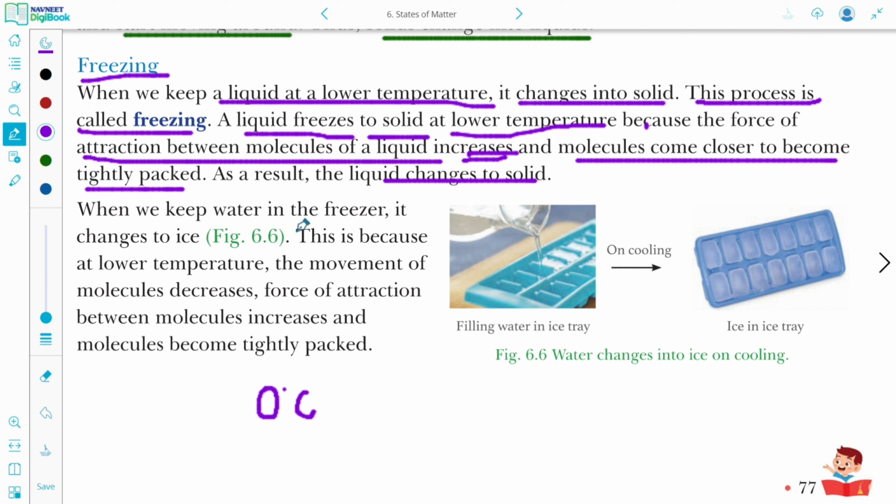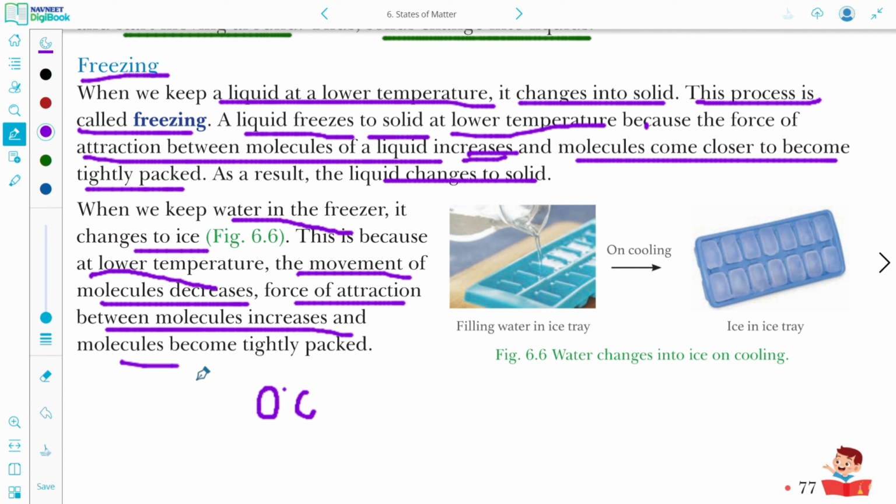For example, if we keep water in the freezer, it changes into ice. This is because at lower temperature, the movement of the molecules decreases, the force of attraction between the molecules increases and molecules become tightly packed. In this example also, one person is filling water in an ice tray and then the ice tray is frozen. It means the water is frozen and there is ice in the ice tray. So water changes into ice on cooling.